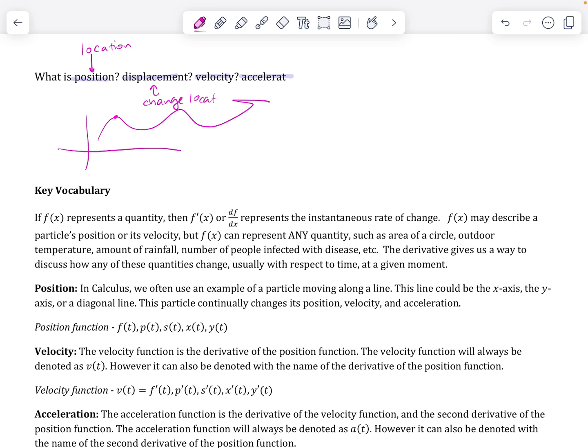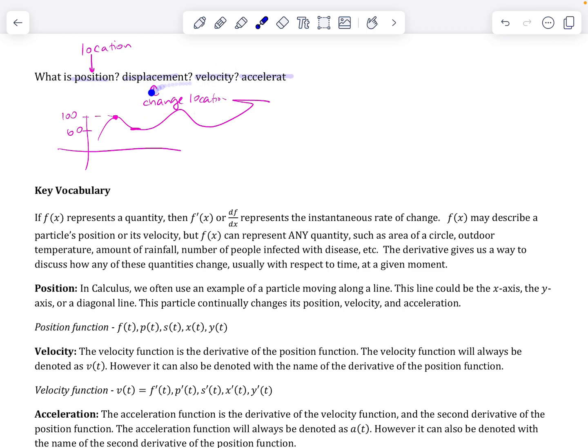So you went from, let's just say, a height of 100. Let's say that was your position. And then you went to a height of 60. So your displacement would be 40, right? Because your displacement is how your position changes. So these two words really go along well together.